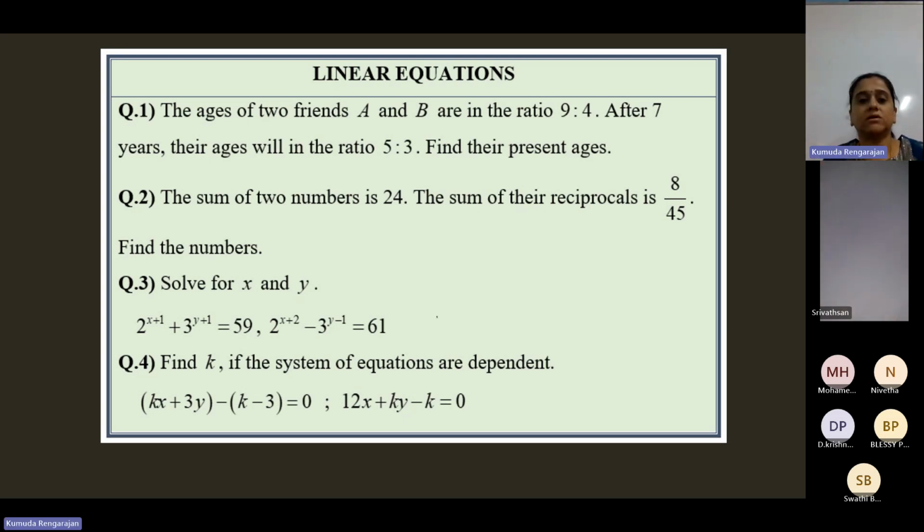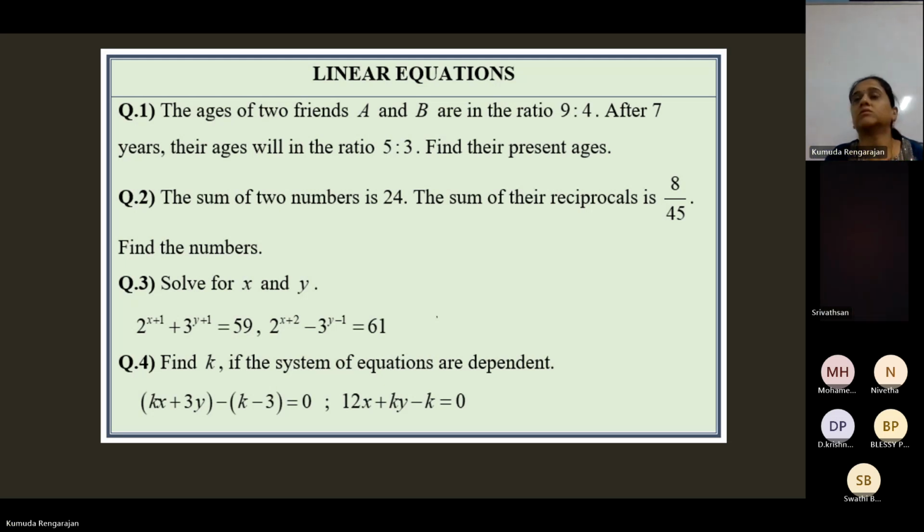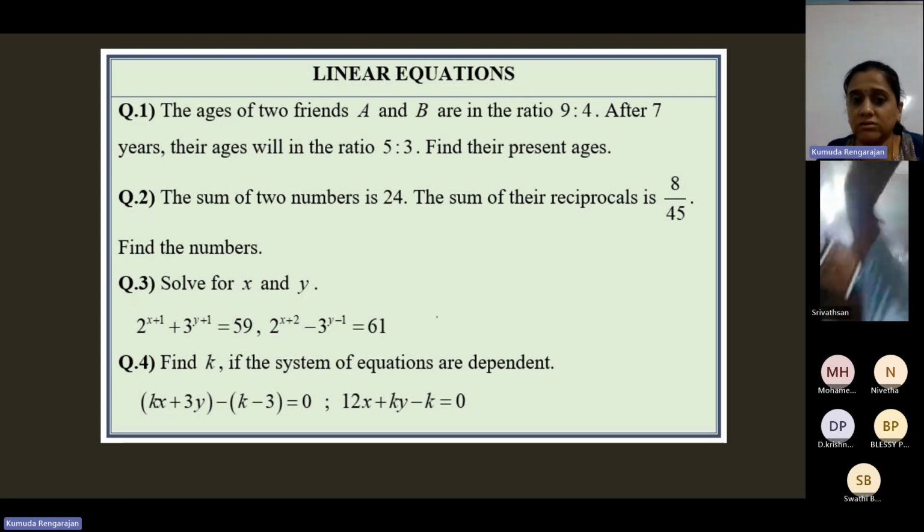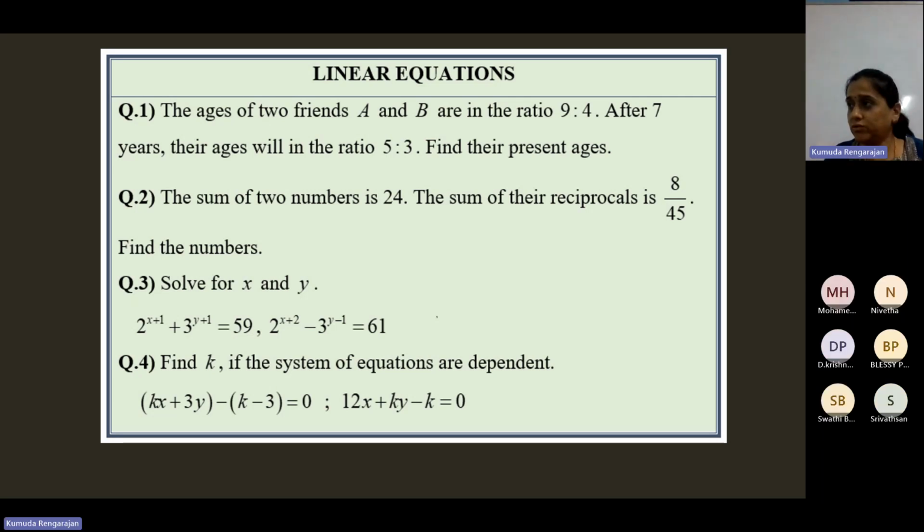Yes, Keshav. What's the first equation for the second one? Second question, first equation. X minus 24. Okay, see, the sum of two numbers is 24. Okay, no, you said something else, no? Let one number be X and the other number be?